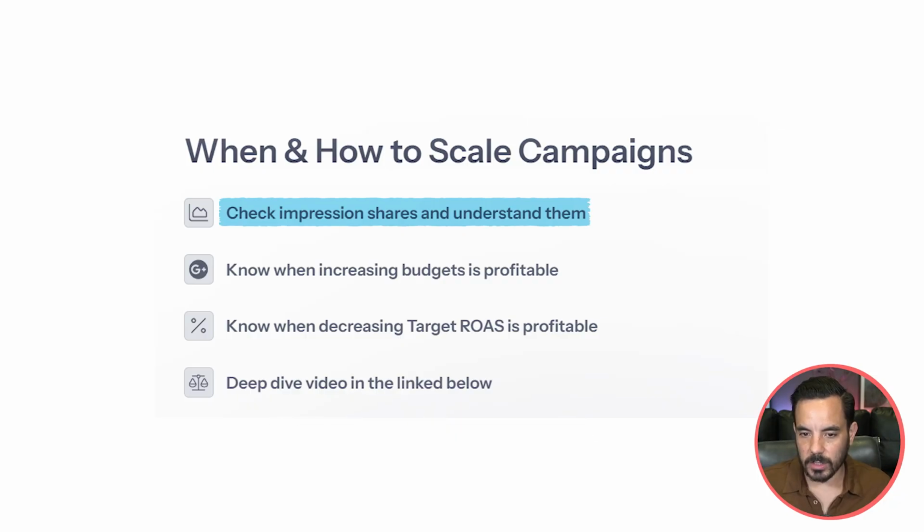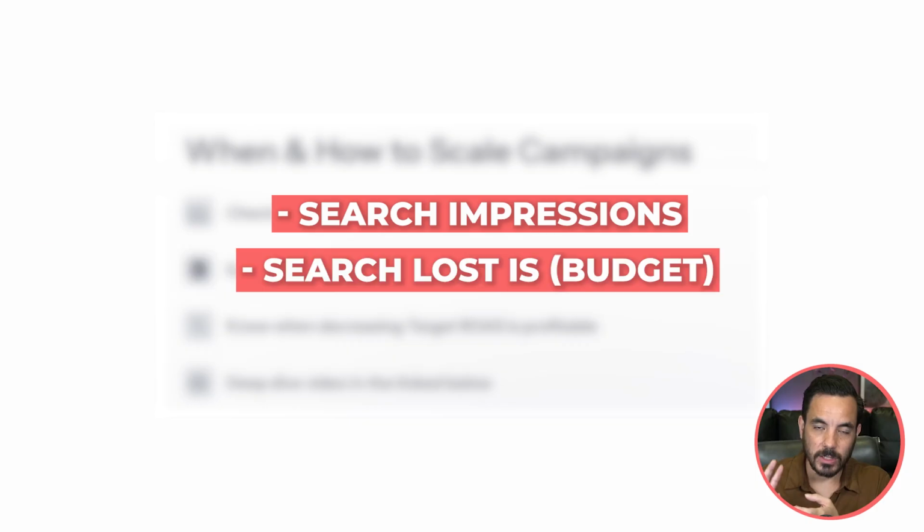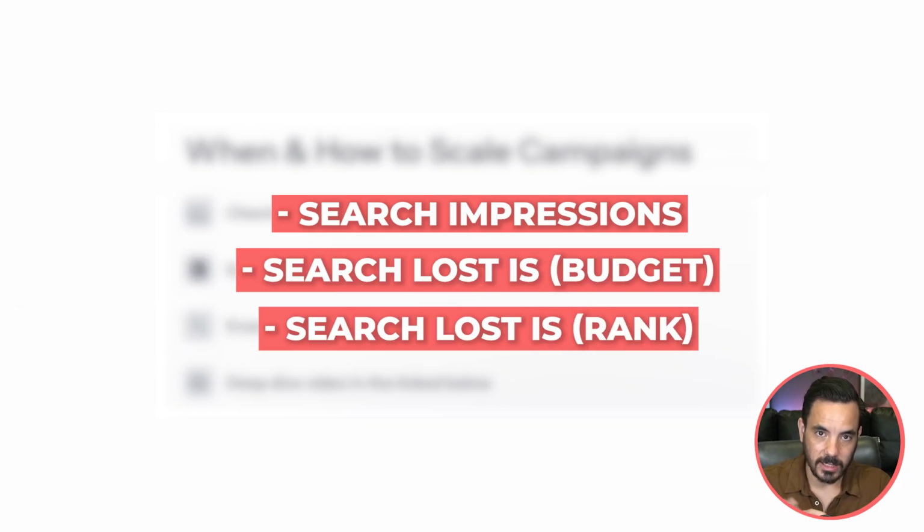But basically what you need to do here is just make sure you understand impression shares. Make sure you have the 3 impression share columns showing on Google Ads. Again, that's search impression share, search lost IS (budget), search lost IS (rank). You want to understand those 3 columns and use those columns. Look at those columns when deciding how to scale.